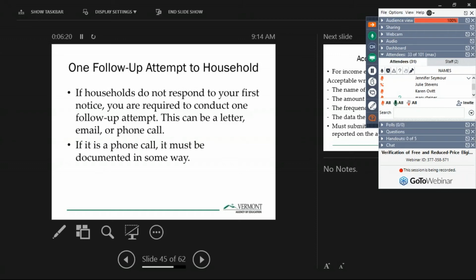If you do a phone call, you must document it in some way. So this is what I was talking about earlier with documenting all communication with households. Make sure that if you're calling to ask for that documentation that you're writing down on such and such a date, we made our follow-up attempt to the household, date, time, even sign it if you want, just so you have that full record of that second contact attempt.